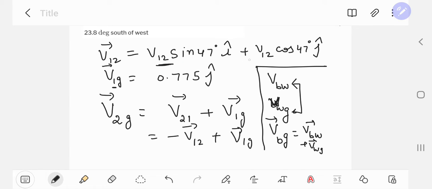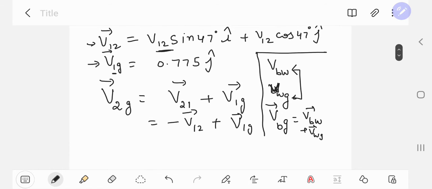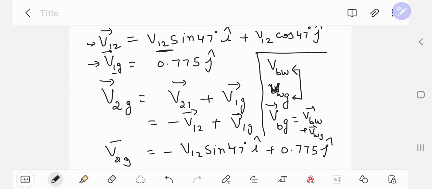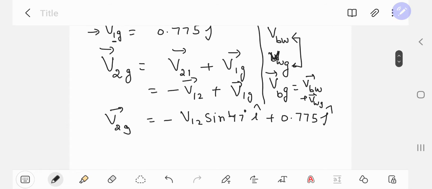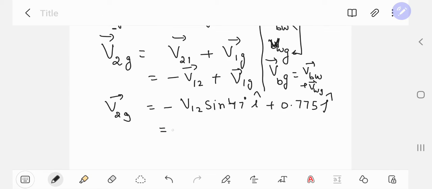And I will only use the x component of v12 and the y component of v1g. So that will be negative v12 sine 47 i cap, plus v1g, which is 0.775 j cap. So this is what we are looking for now, the component part. Let's say we calculate v12 sine 47, this whole value. Let me solve that on the calculator. Okay, so approximately it was 1.6 i cap, and I have 0.775 j cap.